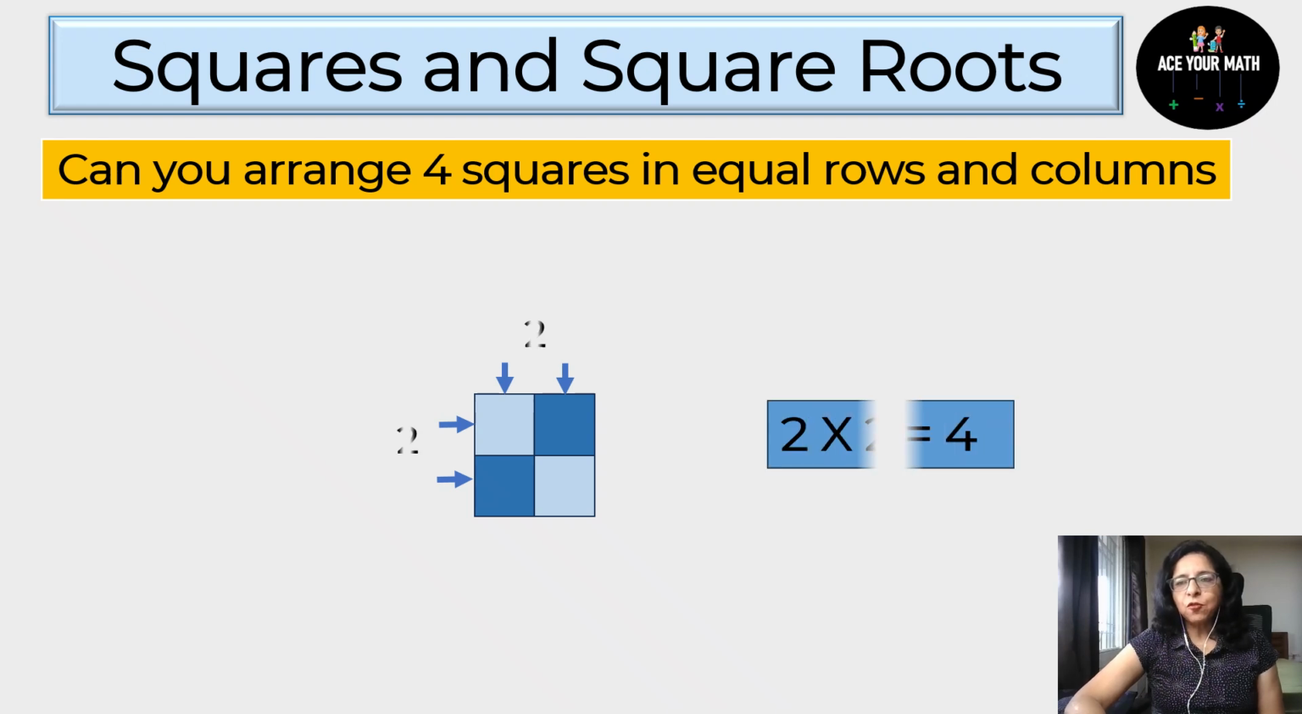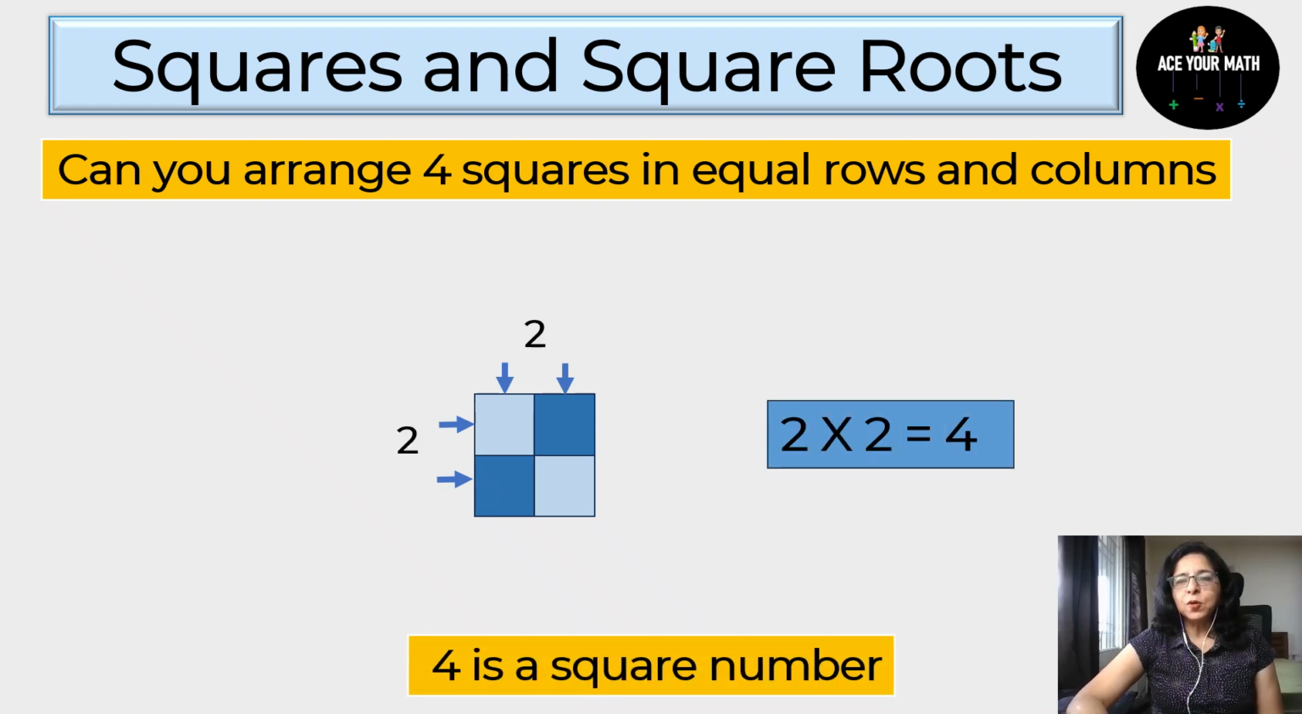So that is why 4 is known as a square number, because 4 can be written as 2 multiplied by 2. Here we have taken an example of 2 rows and 2 columns. So an equal number is being multiplied here. 2 is being multiplied by 2 only. That is why 4 is known as a square number. We'll take a few more examples.